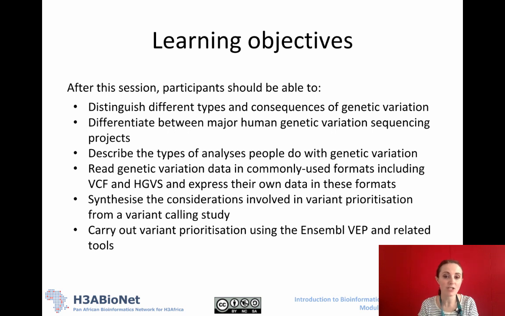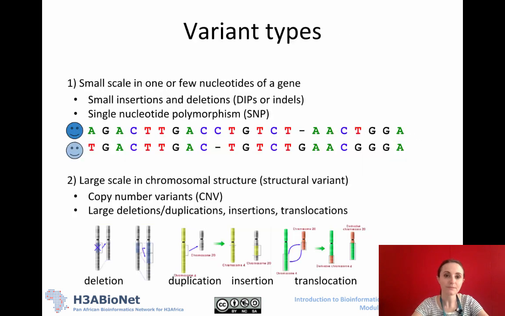You should be able to read genetic variation data in commonly used formats, including VCF and HGVS, and you should be able to express your own data in these formats. You should be able to synthesize the considerations involved in variant prioritization from a variant calling study, and you should be able to carry out variant prioritization using data from the Ensembl VEP and related tools.